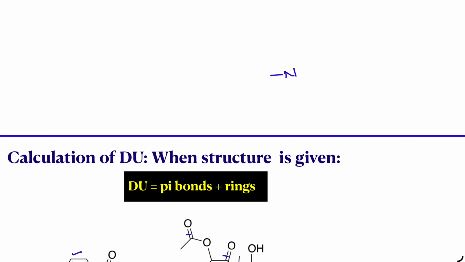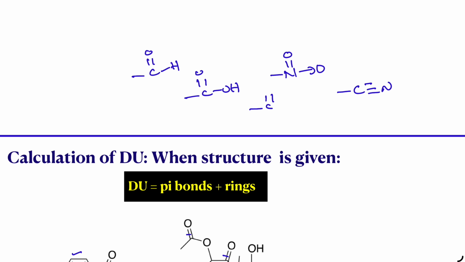NO2 group, already I told you, NO2 group is like this. Degree of unsaturation is 1. Cyanide group, degree of unsaturation is 2. Aldehyde group, degree of unsaturation is 1. Carboxylic acid like this. Ester like this. Most importantly, phenyl ring, if you take phenyl ring, degree of unsaturation of each phenyl ring is 4. So this is about calculation of degree of unsaturation when structure of the compound is given.